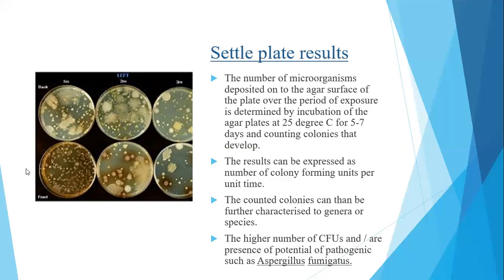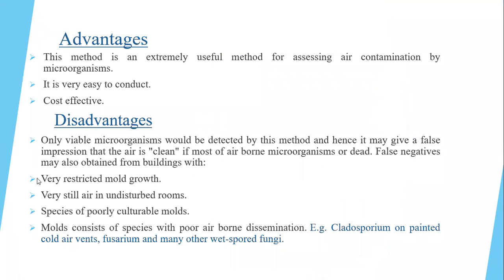The counted colonies can be further characterized by genera or species. A higher number of CFUs and or the presence of potentially pathogenic species such as Aspergillus is significant. Advantages: this method is extremely useful for assessing air contamination by microorganisms. It is very easy to conduct, cost efficient, and effective.